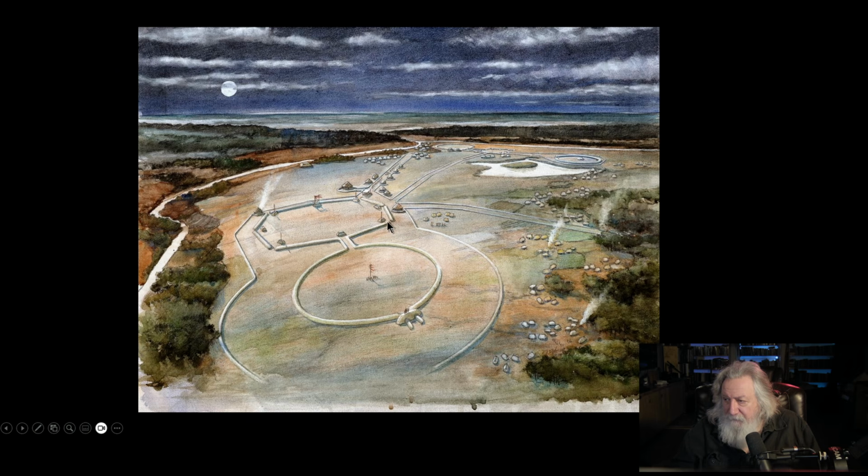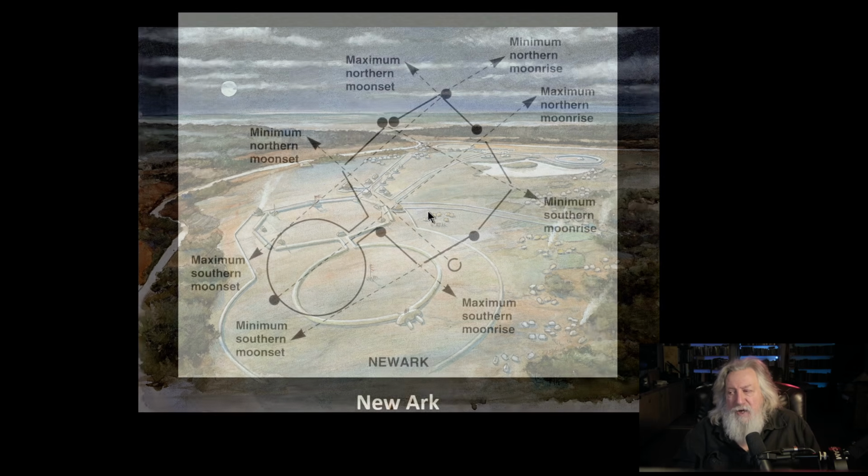Look at the octagon here. There are gaps in the octagon. You see that? Knowing where to position yourself, you can then witness the moon's motions with a high degree of precision.